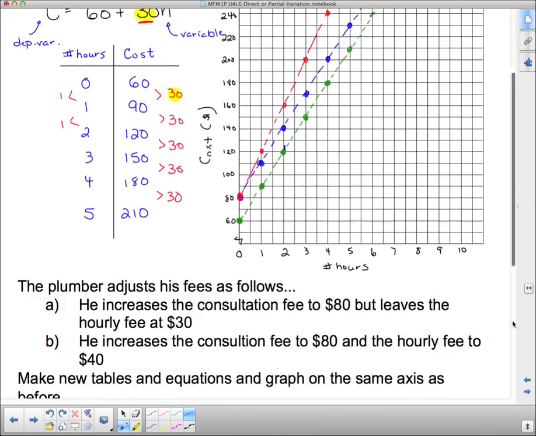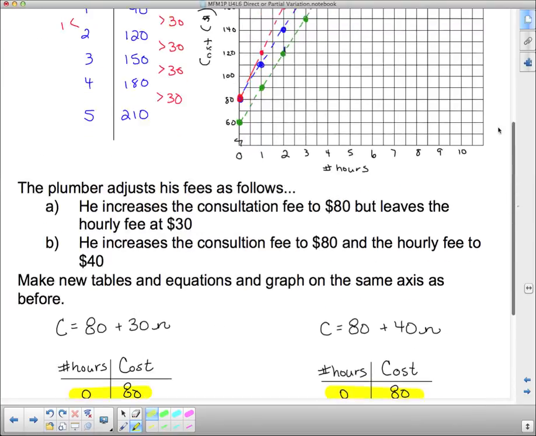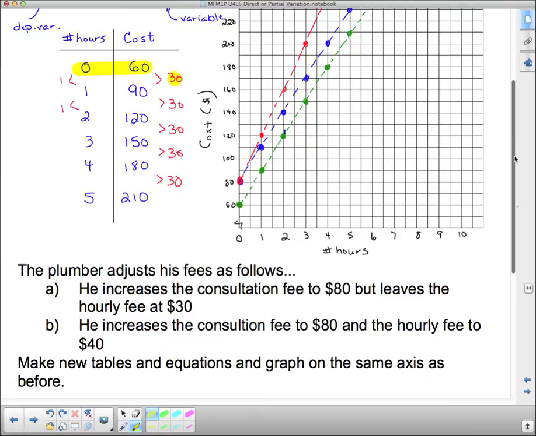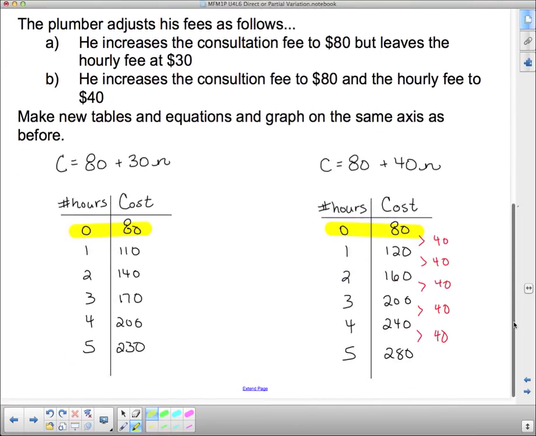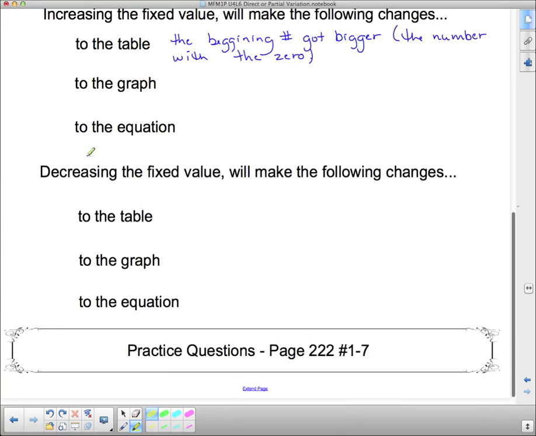I'm going to show you that on the table. So here's the table. These are two initial values because there's a zero here so that it tells me it starts there. So what we used to have back up here was 0 and 60. And then when we changed the initial value, we got 0 and 80 for those two things. What else did we get? What happened to the graph? It just got moved up. The line moved up. And I'm just going to say same steepness.